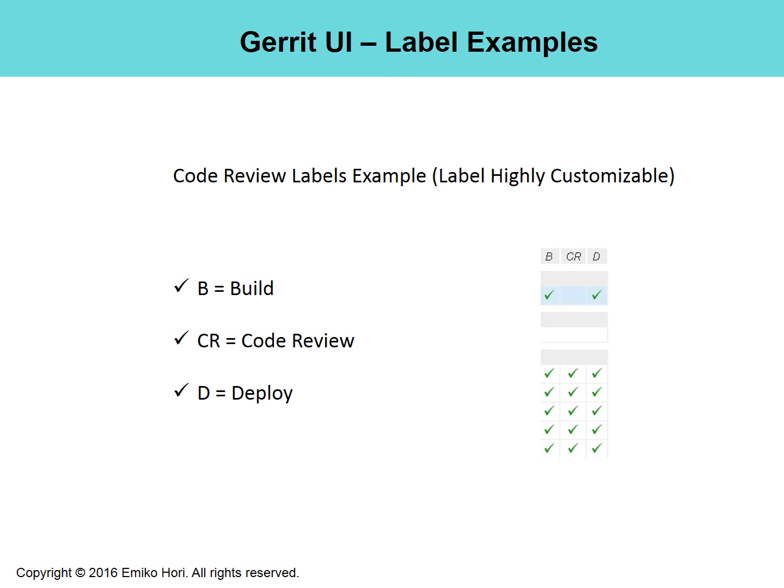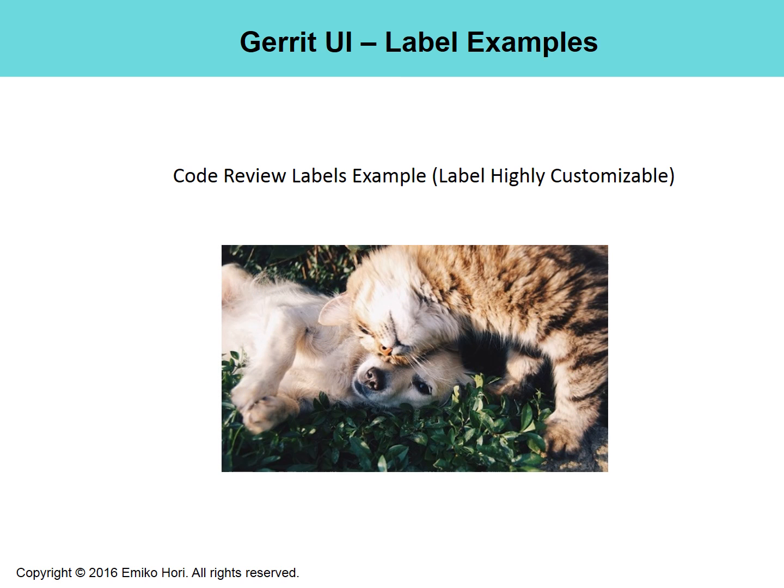On the right-hand side of the Gerrit UI, you get to see this grid section. This is a code review labels example, and labels can be highly customizable, as I explained earlier. So B in this case stands for build, CR stands for code review, and D is deploy. Yes, and you can name any name you want. It's highly customizable. See, you can name it cats or dogs if you want.